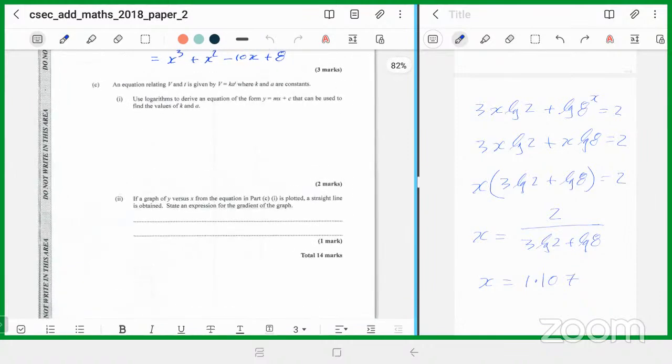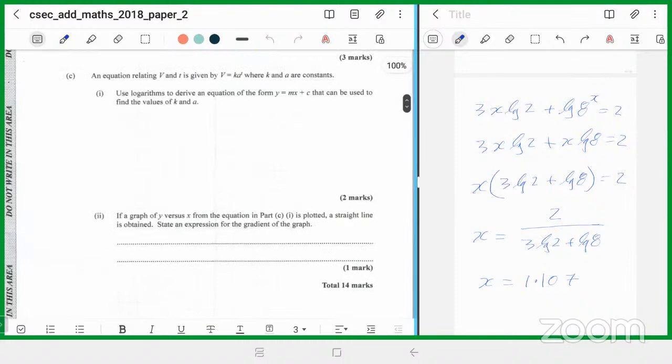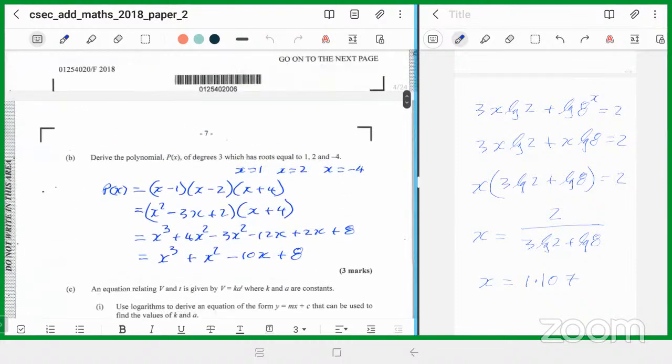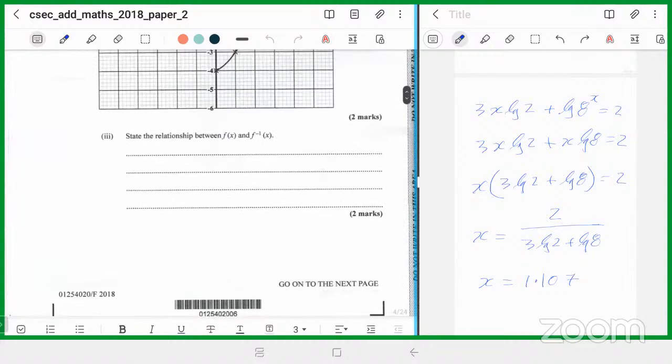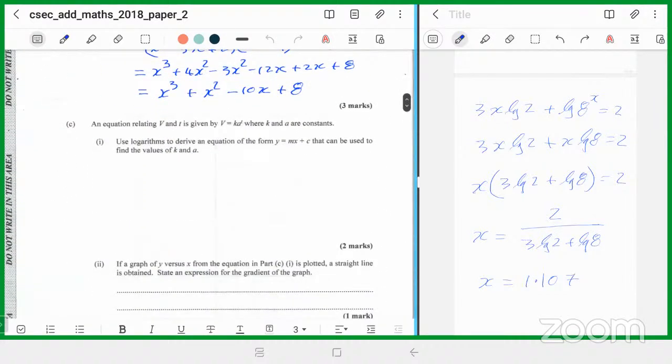Right, this one is actually logs, you know, and it has some linear reduction in it. So might as well. Logs and linear reduction comes under the logs topic on the syllabus.